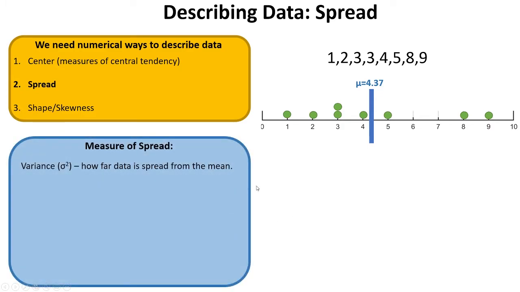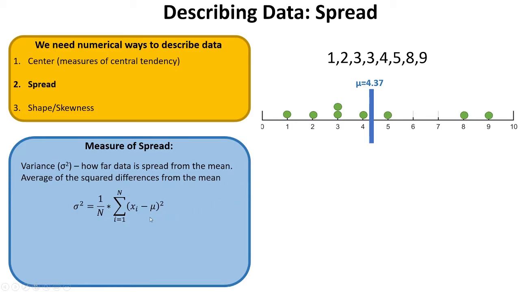So we talked about measures of center. Let's talk about measures of spread. There are 2 main ones that we'll deal with in the class. There's a couple more we'll introduce later, but let's focus on these first 2 because they are the foundation for everything else. Variance is how far the data is spread from the mean. So variance is the average of the squared differences.